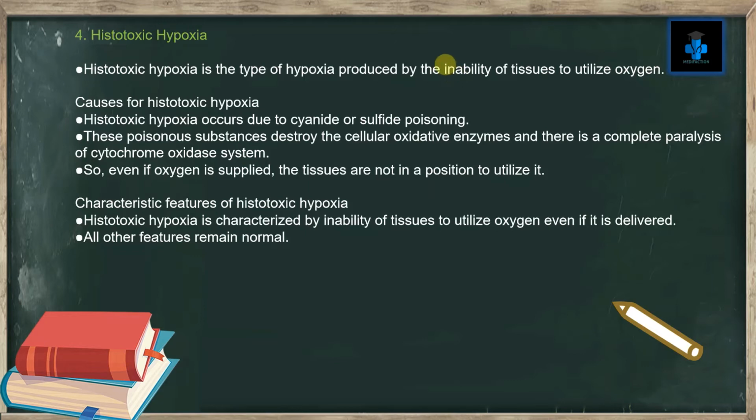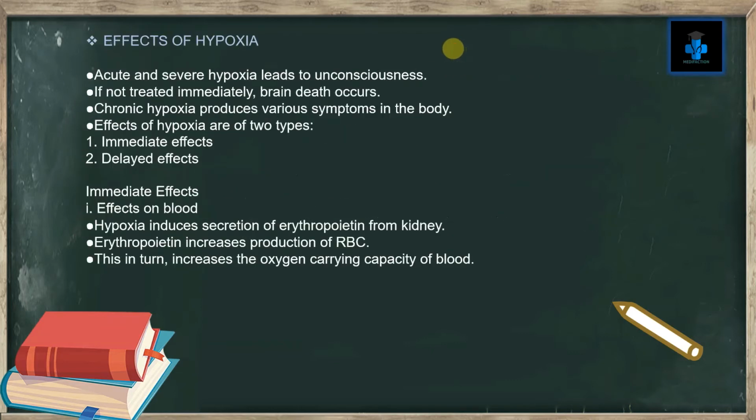Characteristic features of histotoxic hypoxia. Histotoxic hypoxia is characterized by inability of tissues to utilize oxygen even if it is delivered. All other features remain normal. Effects of hypoxia. Acute and severe hypoxia leads to unconsciousness. If not treated immediately, brain death occurs.